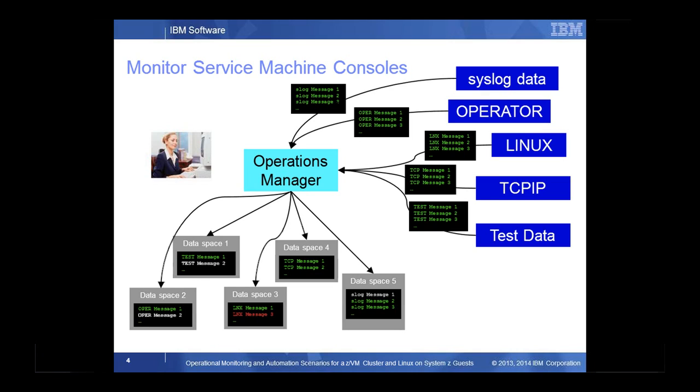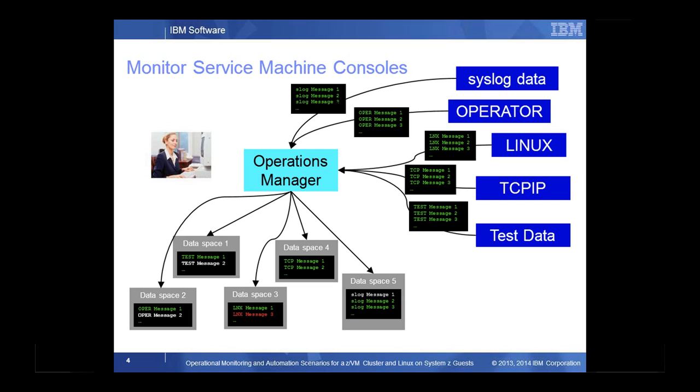We can see that the messages in this data space actually might be modified. I might have written rules in Operations Manager that tell me which messages to highlight, which ones to turn red. And if you look closely, there's even some that have been suppressed. They're missing in these data spaces.